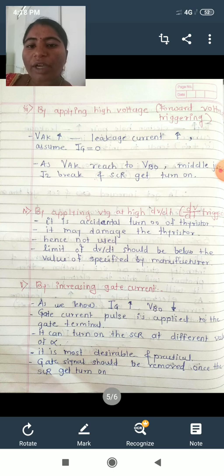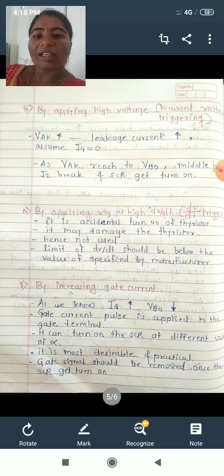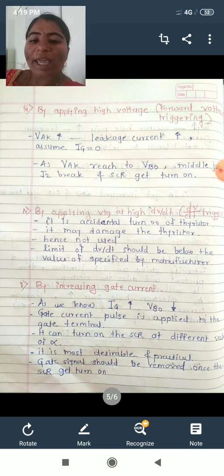But what happens when your anode to cathode voltage goes on increasing and reaches the breakover voltage? At that time, junction J2 breaks down and the SCR gets turned on due to the flow of current from anode to cathode. The next triggering or turn-on method of the SCR is by a high dV/dt voltage. It is also called dV/dt triggering.